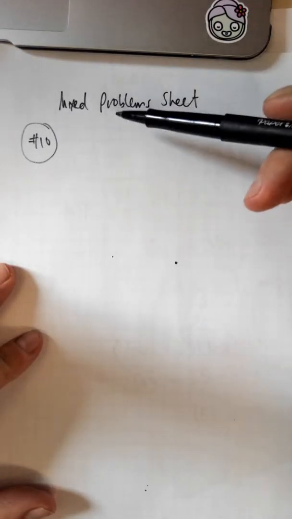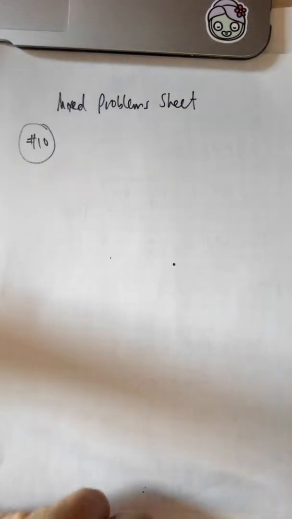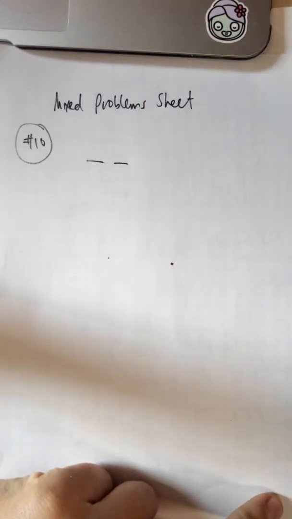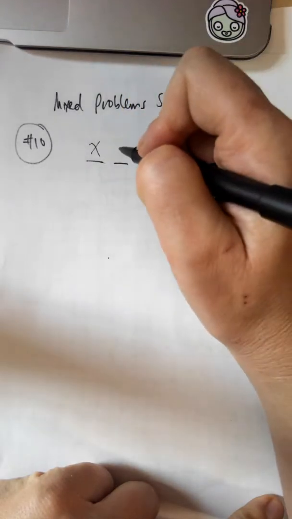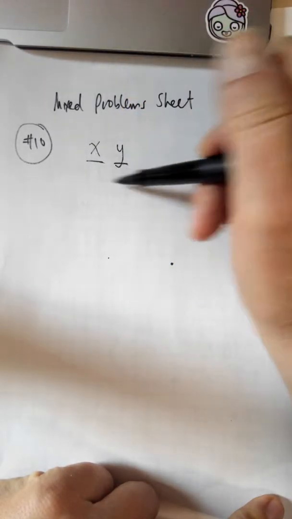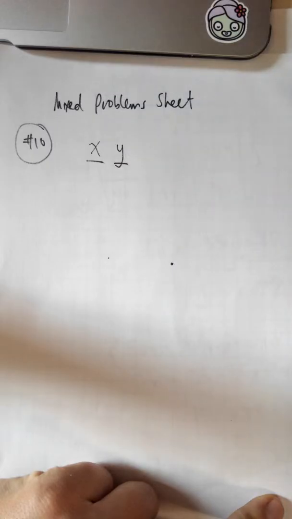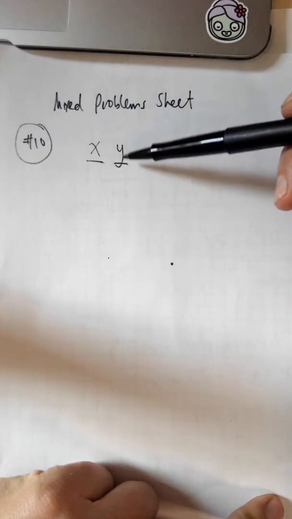Let's look at mixed problem sheet number 10, which says that the sum of two digits of a two-digit number is 12. So we've got two digits. Let's say that this number is x and this number is y, and this is a two-digit number, so x can be 1 to 9 and y can be 0 to 9.